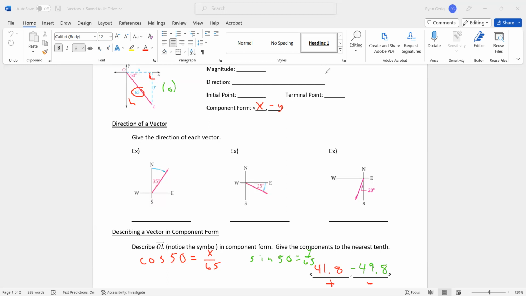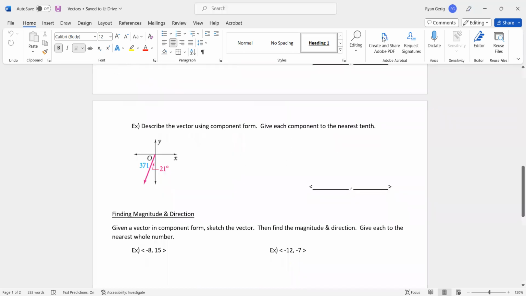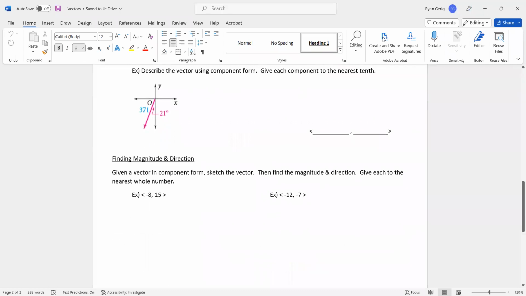All right, so it gives each individual direction, the east direction and the south direction. Okay, that's component form. Describe the vector using component form. Give each component to the nearest tenth. Again, let's look at the signs first. That's what I like to do first. The x, since it's in the third quadrant there, x is going to be negative, and y is going to be negative. So they're both going to have a negative with them.